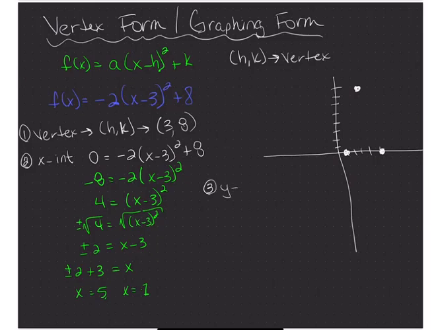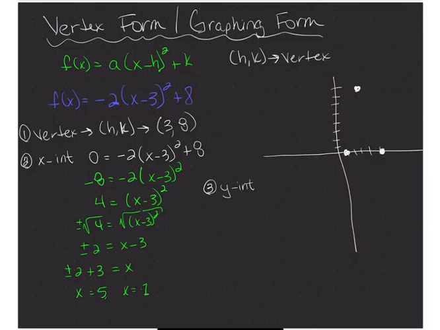We're going to find our y-intercept. The definition of y-intercept is where it crosses the y-axis. And when I cross the y-axis, what's my x value always going to be? It's always going to be 0. So I'm just going to plug that into my original quadratic, right?